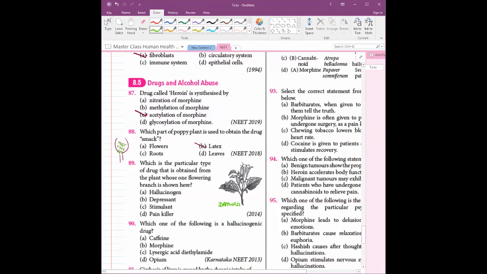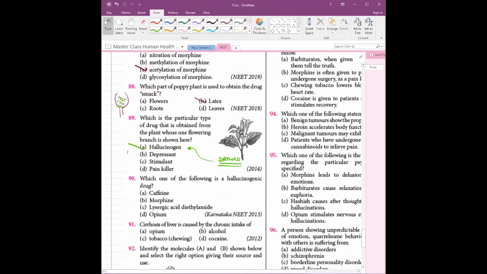And guys, you remember we had talked about Datura and Belladonna plants. What are they responsible for? They are responsible for producing hallucinogens. Okay, which of the following is a hallucinogenic drug? Find out who is the one amongst these. I told you, this is going to be your LSD, lysergic acid diethylamide.